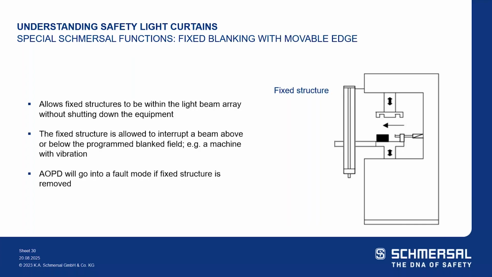Another special Schmersal function is fixed blanking with movable edge detection. So now you can allow fixed structures to be within the light beam array without shutting down the equipment. The fixed structure is allowed to interrupt the beam above or below the programmed blanked field. So if you have vibrations on a piece of equipment, and that light curtain will go into a fault mode if that fixed structure is removed.